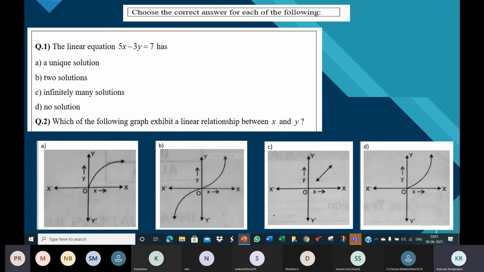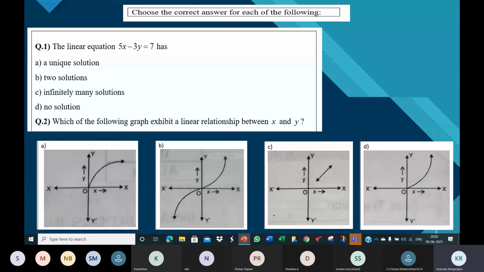The answer is infinitely many solutions, ma'am. One second. No, I've just gone out here. Please come again. Ma'am, should we say the answers right now? Yes. Before we move on to the next slide, we'll share the answer. Okay, ma'am.